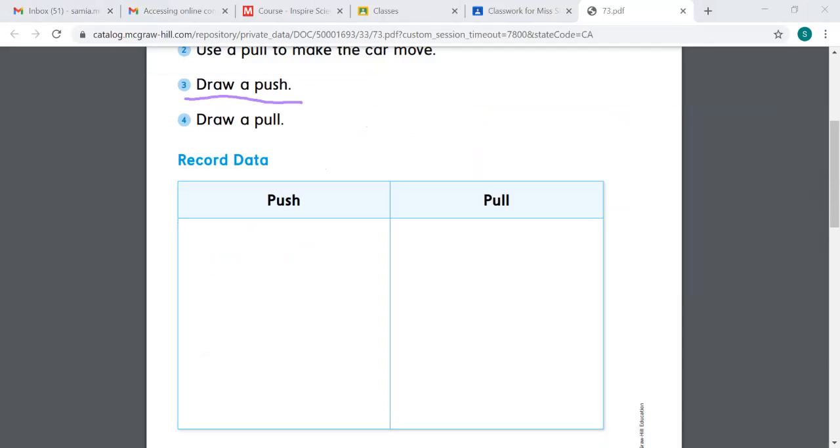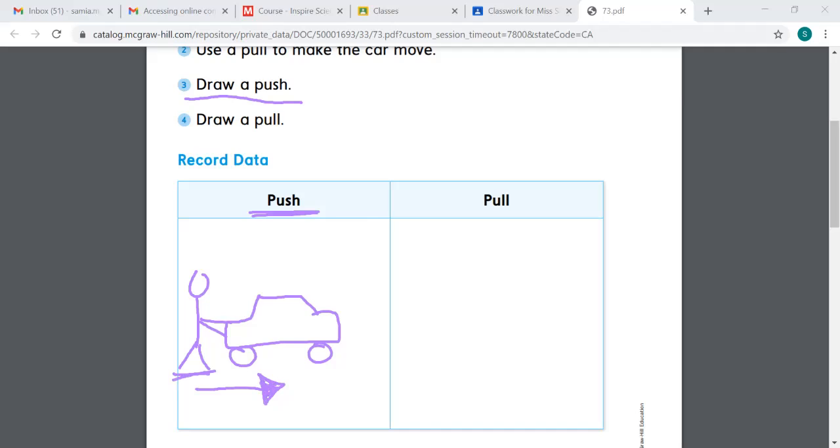Right here, it says draw a push. So right over here, we're going to draw a push. You're going to draw pushing the car. So let's draw a car. And we are going to draw a push. So here we are. We are pushing this direction. So the arrow is showing that we are pushing the car away from us. Here we are, and we're pushing the car. And that is a push. We are pushing the car.